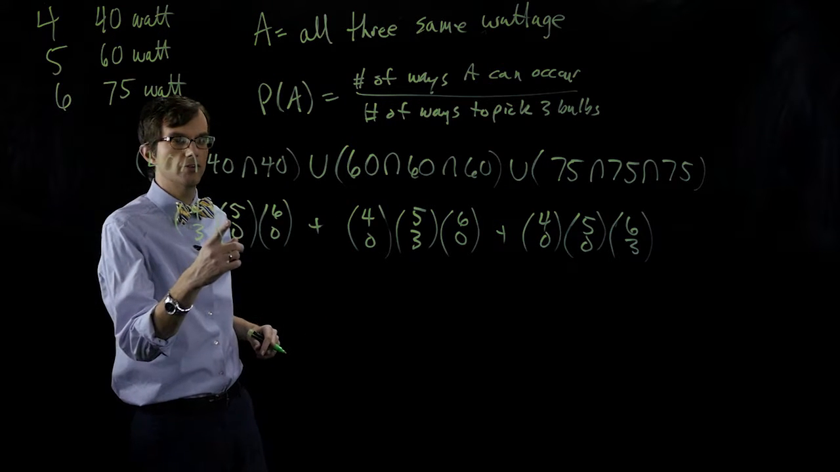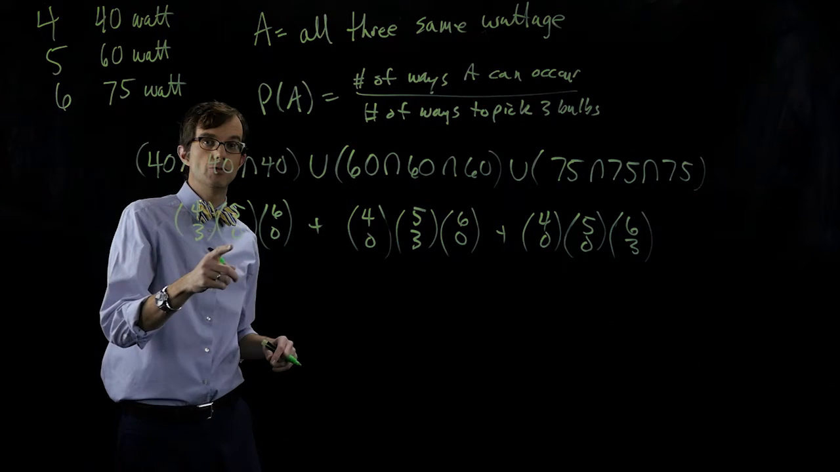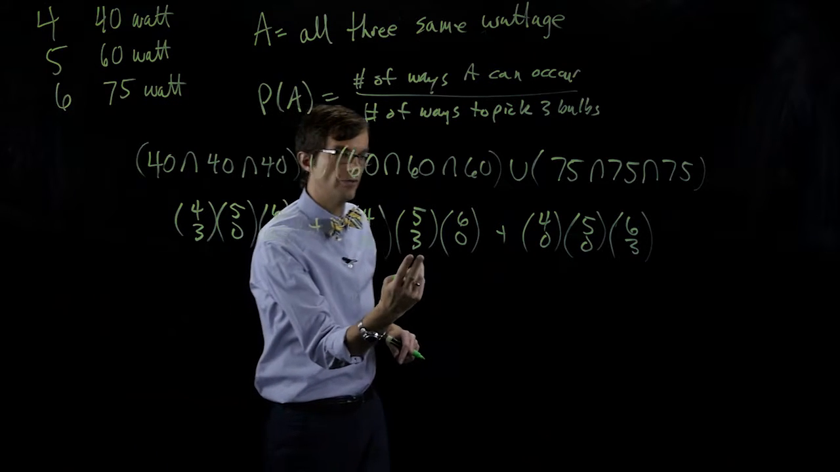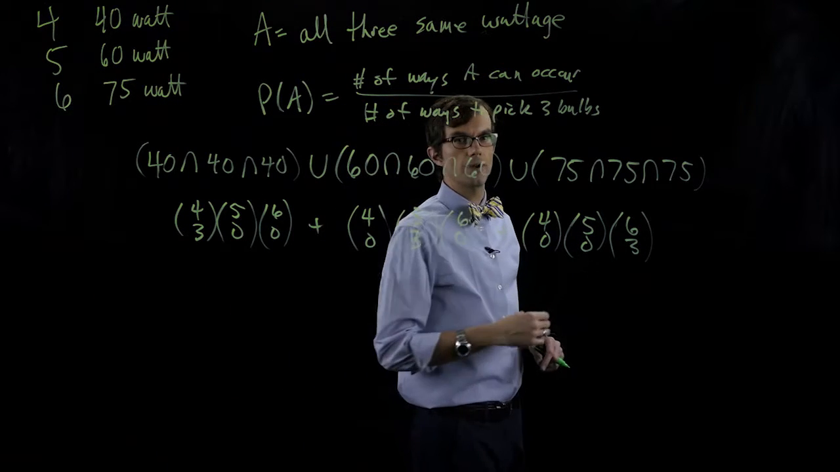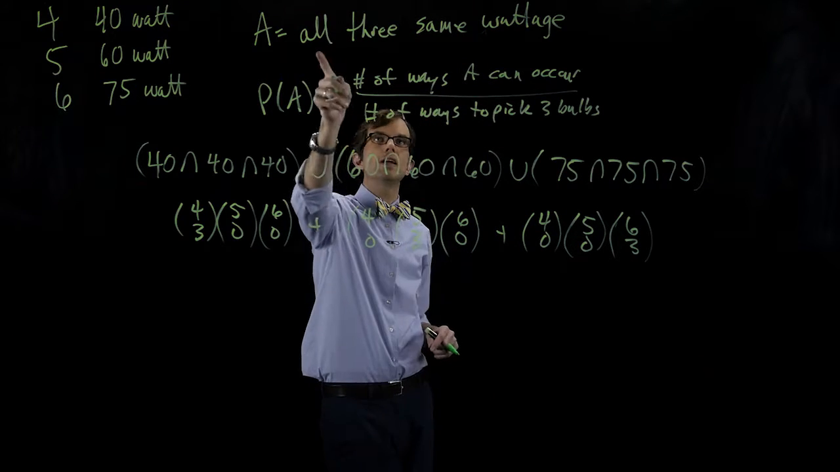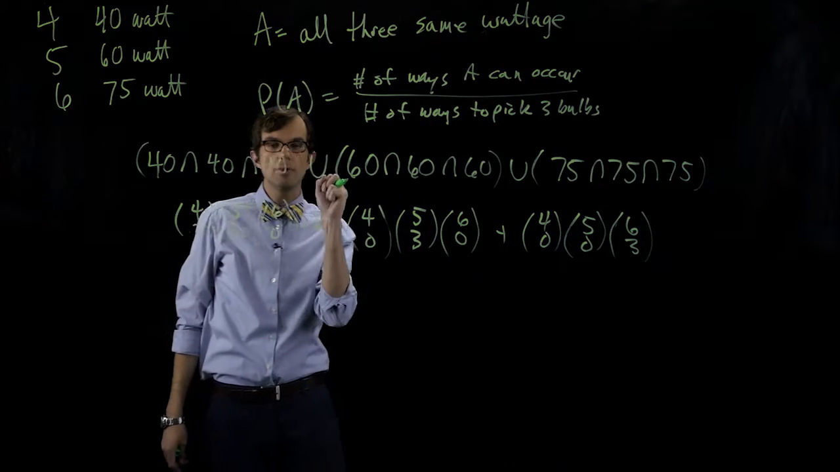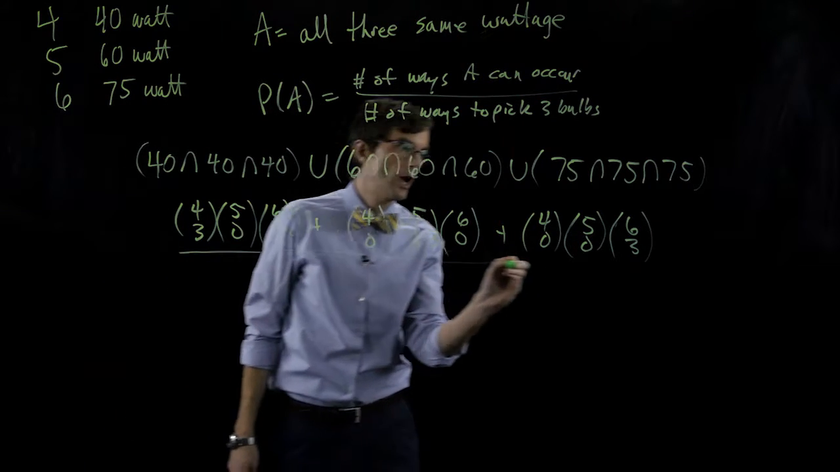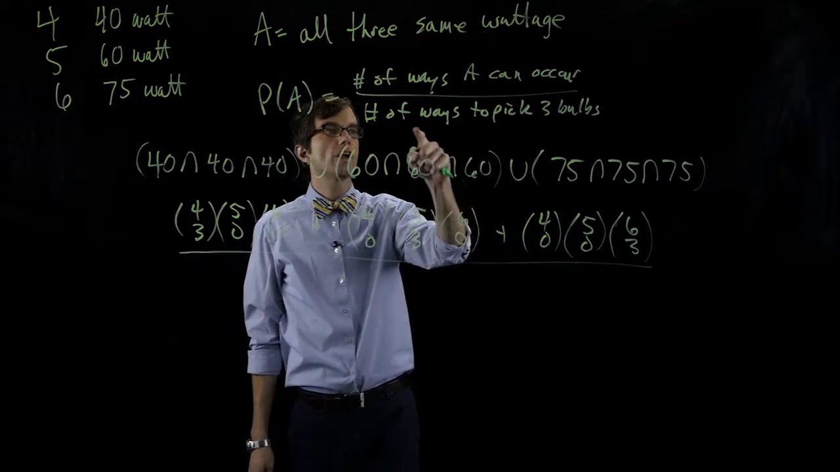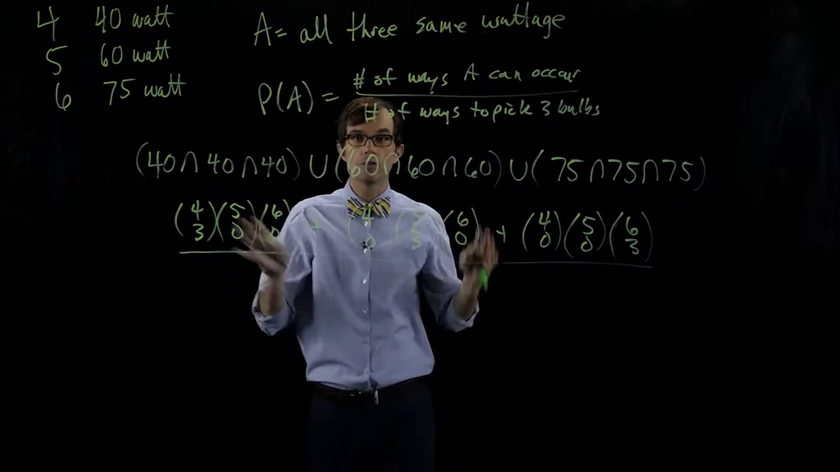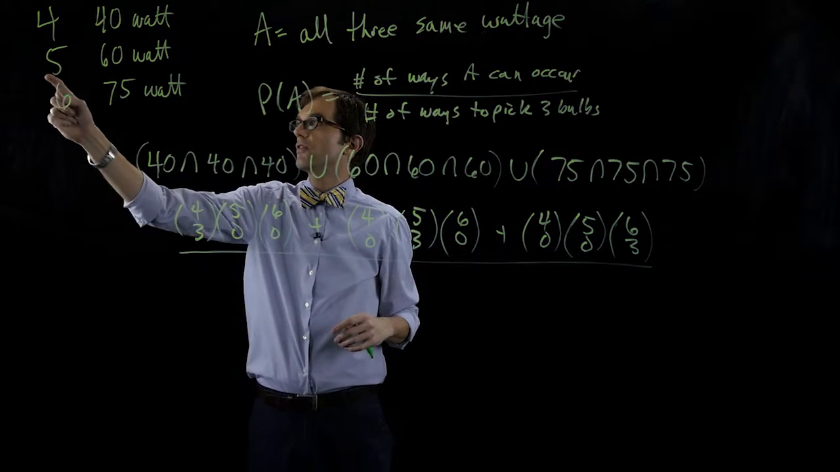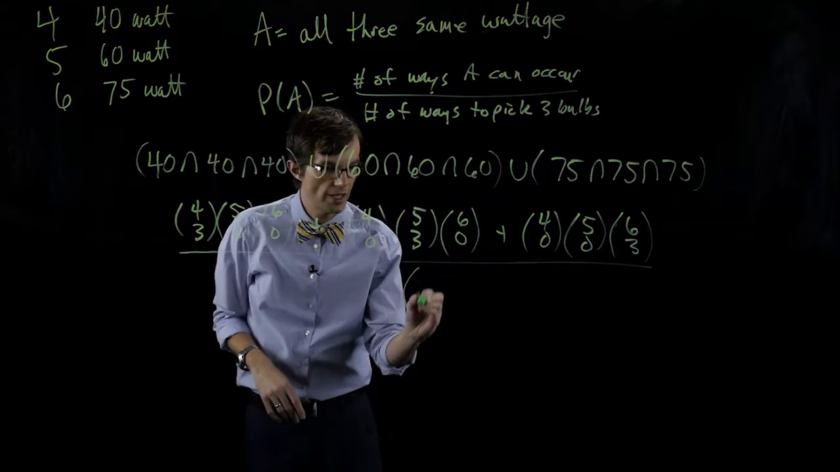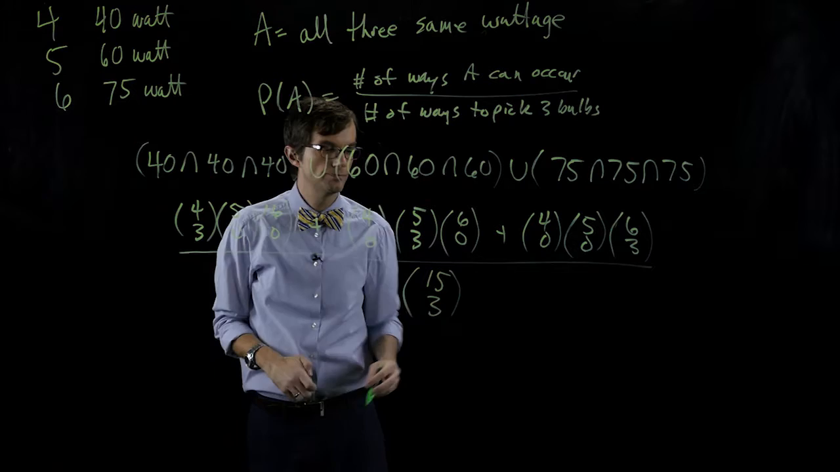Keep in mind here, what is 5 choose 0? What's anything choose 0? It's just 1. So essentially we've got 4 choose 3 plus 5 choose 3 plus 6 choose 3. That's the number of ways that we can have 3 different bulbs picked at random and they're all the same wattage. So what should the denominator be? How many ways are there for us to pick 3 bulbs in general out of our 4 plus 5 plus 6, 15 total number of bulbs? That's just 15 choose 3.